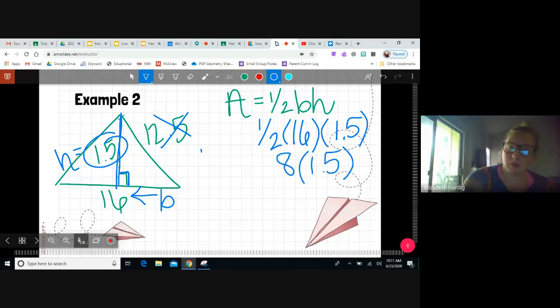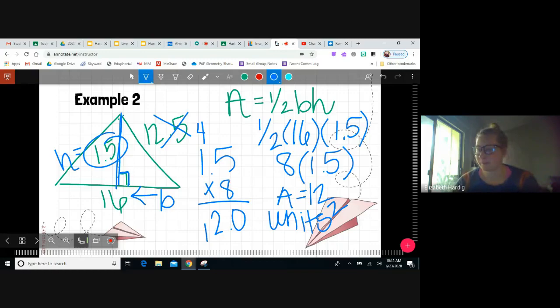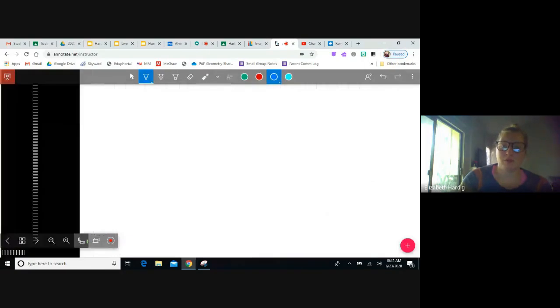I'm going to come over here and show my work. So I get the area is equal to 12. And again, I did not provide units, so I will just say units squared. Are there any questions about that example? Example 3.